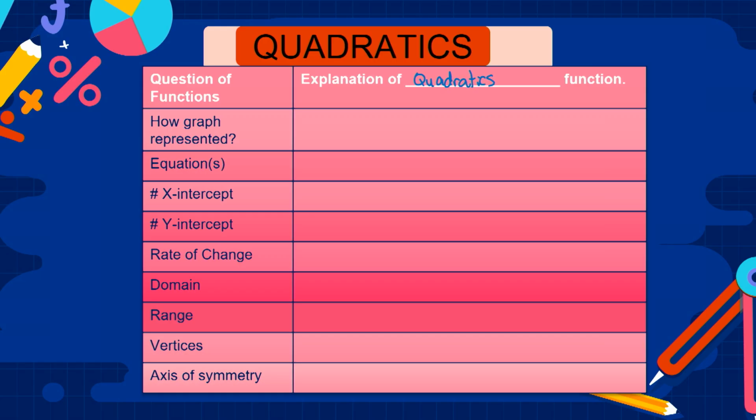Now, how is this function represented? This function is represented by a parabola. It looks like that. Now, my equation or equations for my quadratics, we could say is f of x equals ax squared plus bx plus c. Could also be y equals a times x minus k squared. We could also see the y equals ax squared plus bx plus c. So there's multiple ways that we can see those equations for this quadratic.